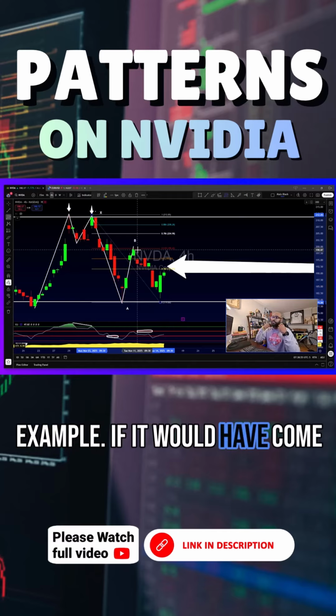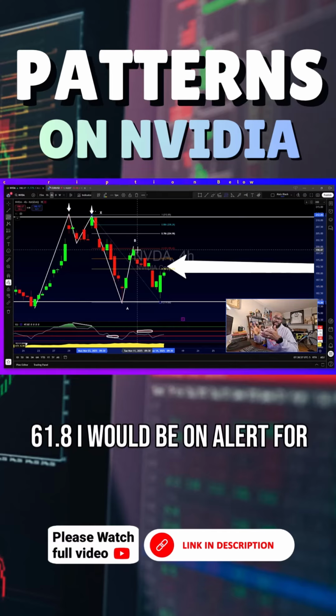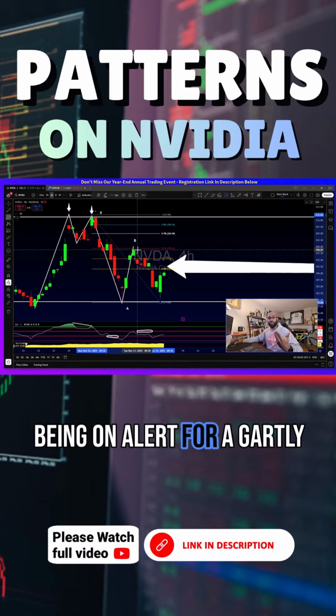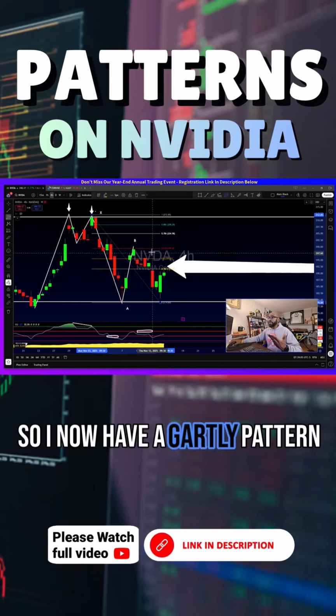For example, if it would have come only to a 50% but not hit the 618, I would be on alert for a bat pattern. It did hit the 618, so that switches it over to being on alert for a Gartley pattern. So I now have a Gartley pattern on alert.